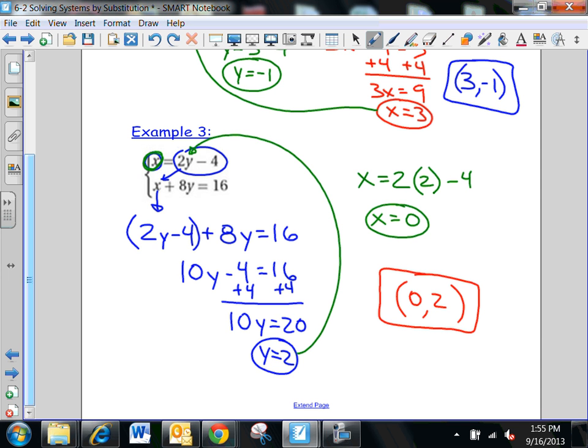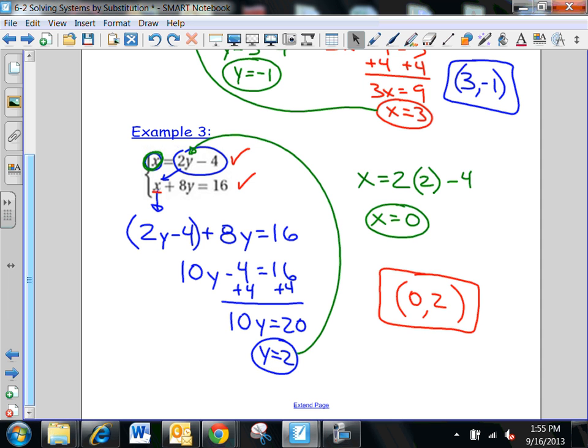So that would be the solution. Then I would plug it back in to see if that is true. It works for the first one. Then I can plug it in for the second one and get 0 plus 8 times 2 is 16, so it would work for the second.